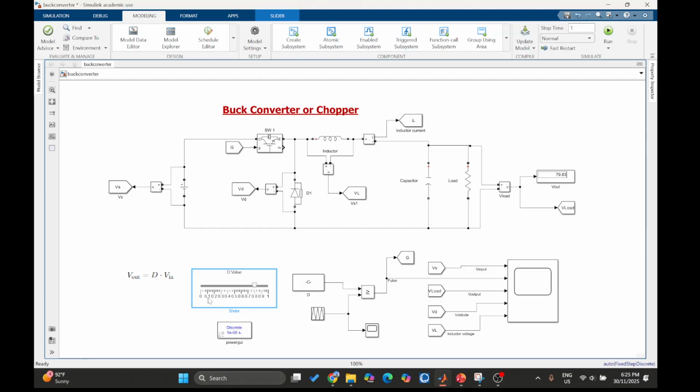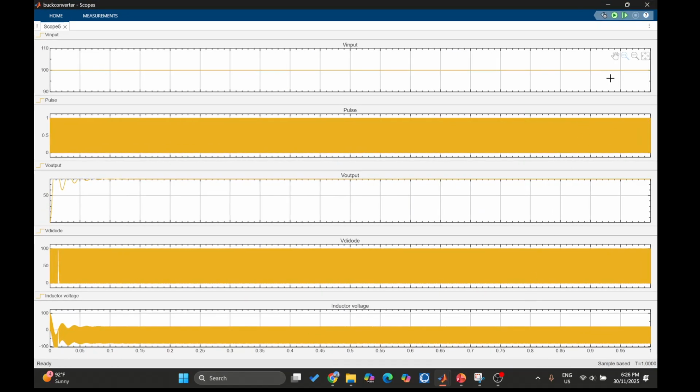If my duty cycle is less, then the buck converter steps down more, and if my duty cycle is more, then the buck converter or chopper's capability to step down the voltage is less. Now let's see the waveforms and analyze them.